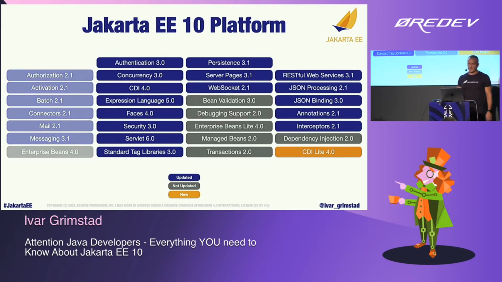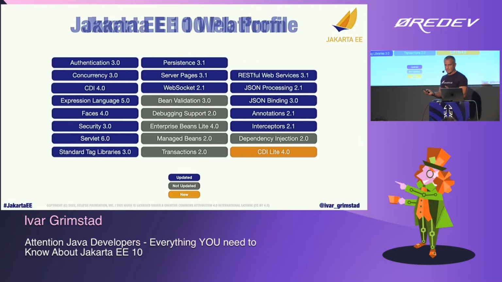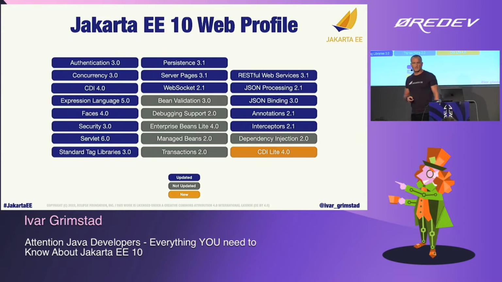If we take away some of these more enterprise-y flavored specifications, we're left with a subset of the platform, which is the Jakarta EE 10 Web Profile. And Web Profile has been with us since Java EE 6. That is a true subset of the platform. And these are the specifications that you will typically use to create web or traditional web applications.